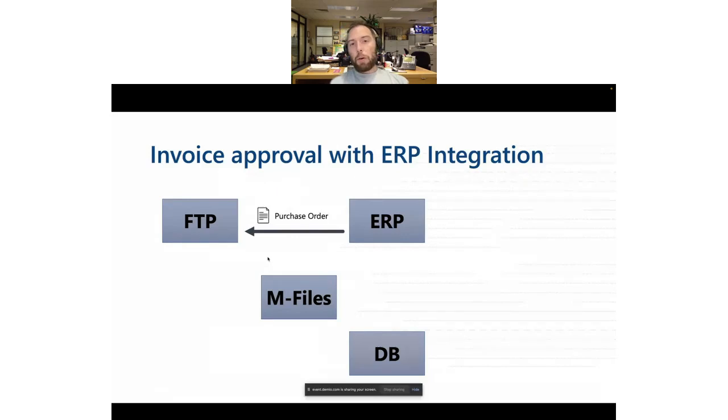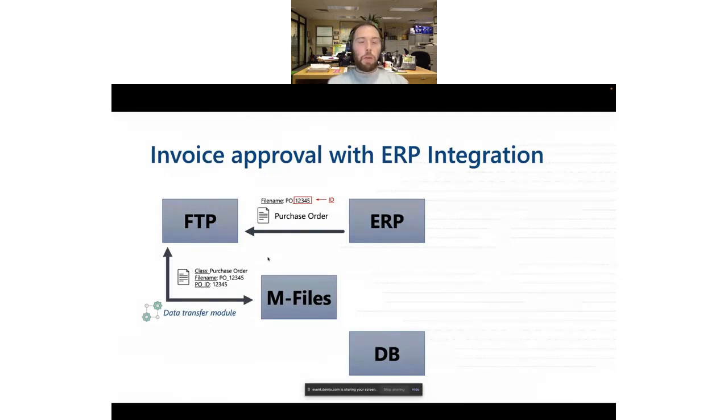Our client has a scheduled job, or it's triggered by some action. They will export the purchase order to that FTP or the file server. When this purchase order is saved to the file system, it will have some file name, and based on that file name, we will know the ID of that purchase order. So the ERP has exported the purchase order files to FTP.